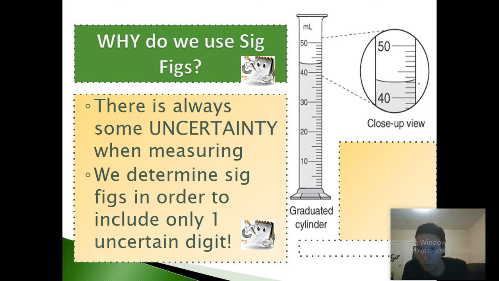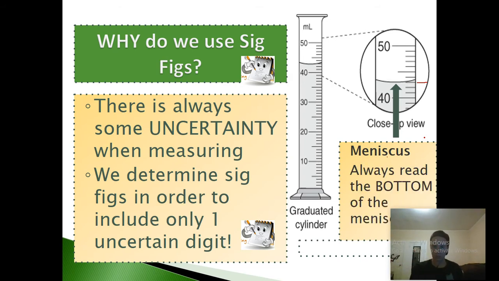All right, so if I look at this, remember you always read from the bottom of the meniscus. If I look at that really closely, I see that it's 43. I'm pretty confident that that's going to round to 43 no matter what. Now, I could say this is more than just 43. It's right on the dot, so I'm going to say this is 43.1.